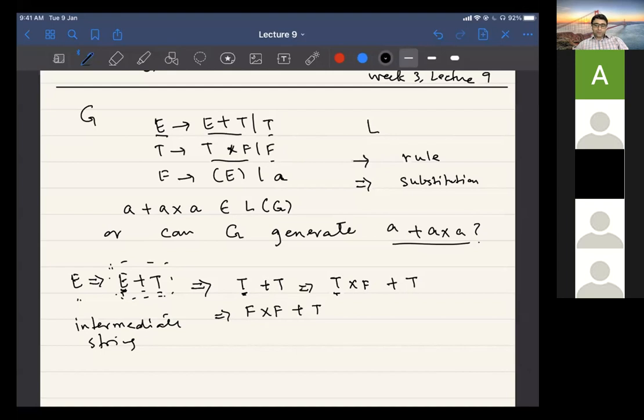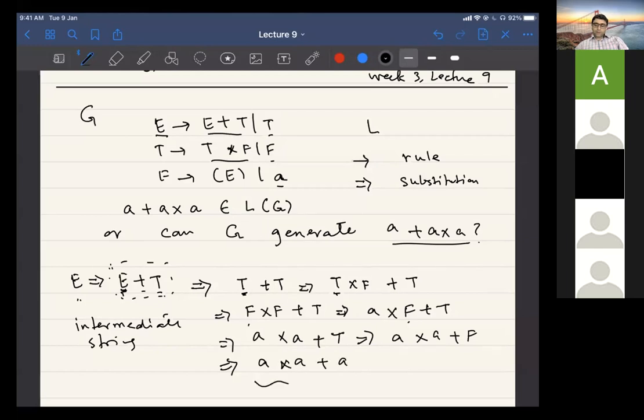Now again, we have three variables, so we will keep substituting from left to right. This F can be substituted with this A. Then in the next step, this F can be substituted by A, so we have A times A. Then we have this T. So we have A times A plus F. And then we would have A times A plus A. Okay, so this is how we derive.